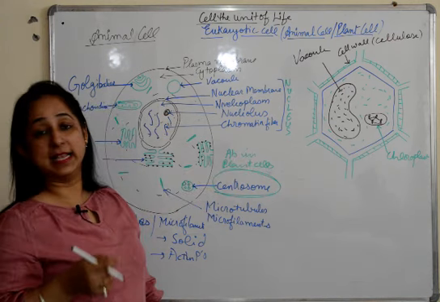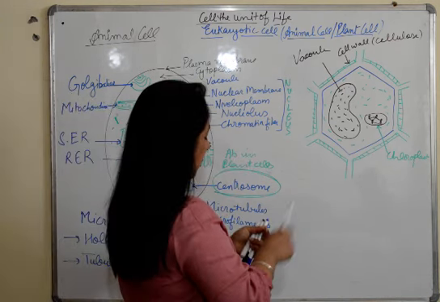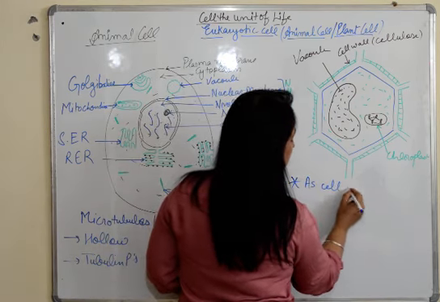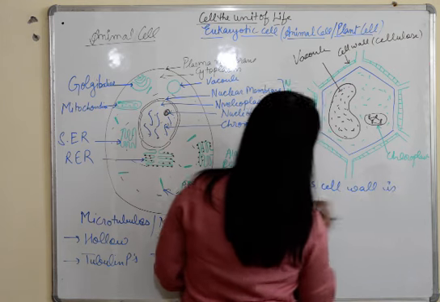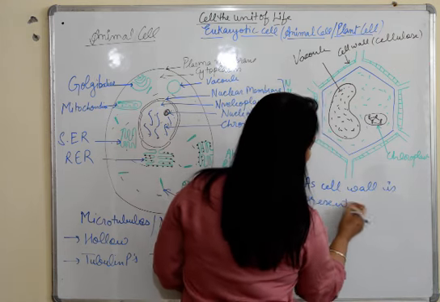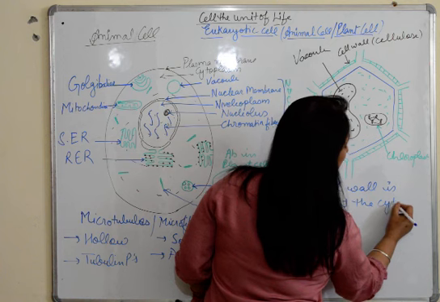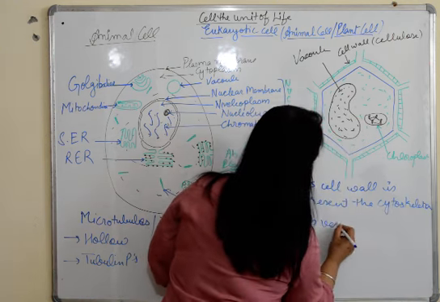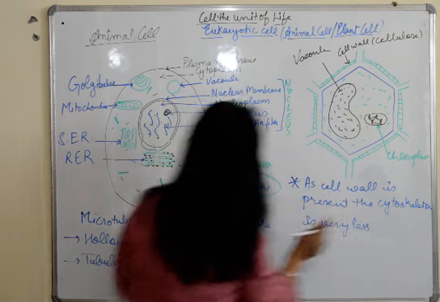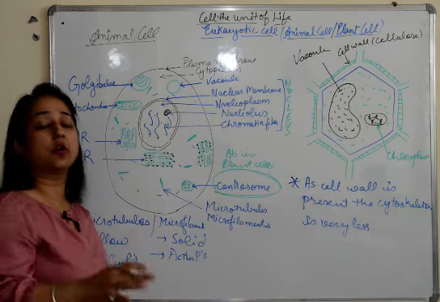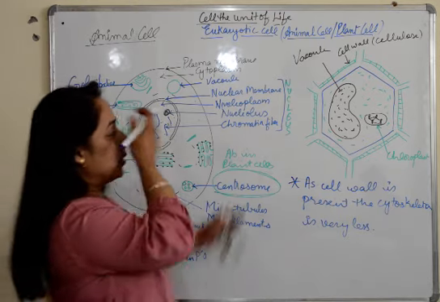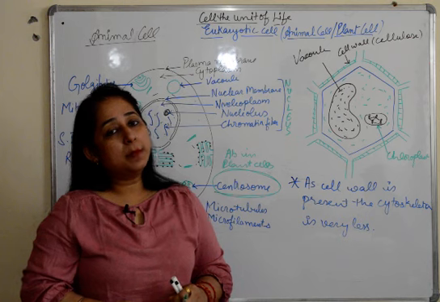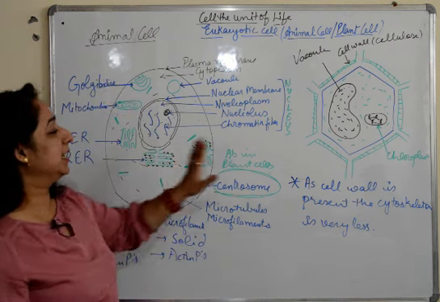In case of plant cells, I'll write here, because the cell wall is present, the cytoskeleton is very less or even absent. That means the microtubules and microfilaments are almost absent here because it already has the cell wall present around it. So this is all about the general structure of animal cell and plant cell.